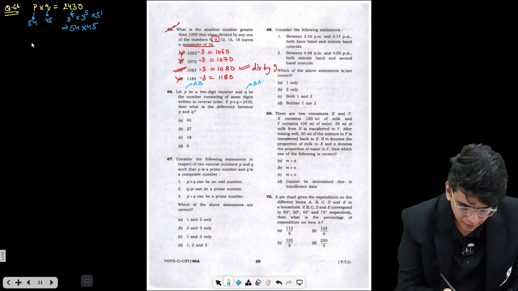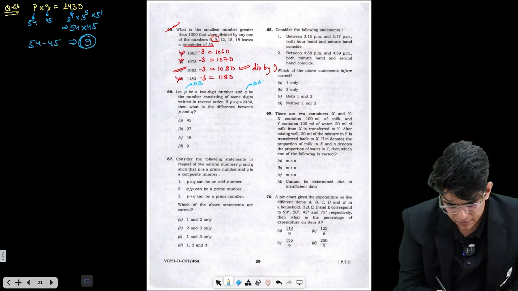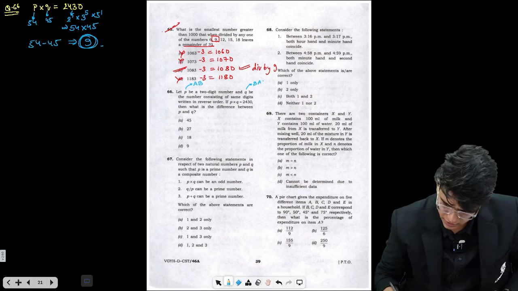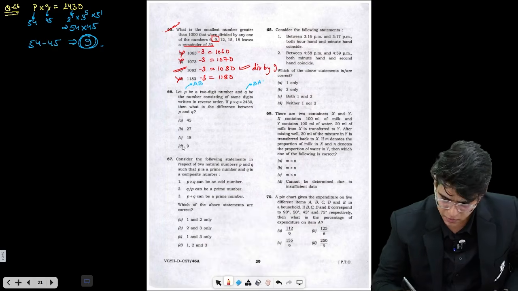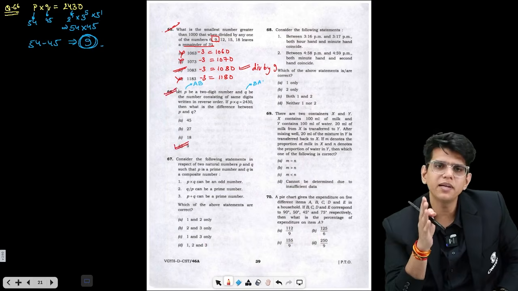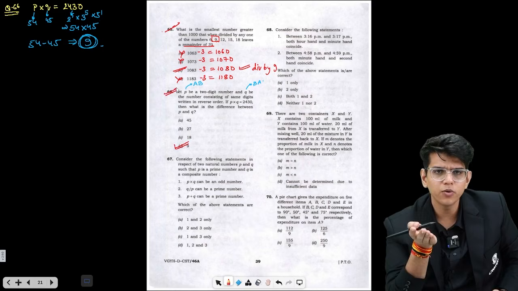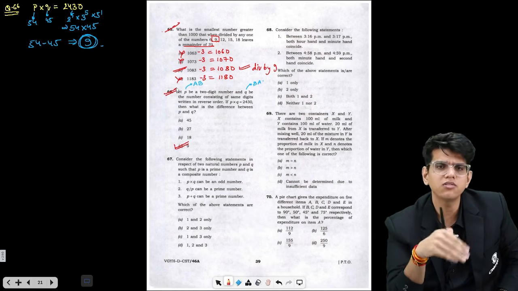The difference here, 54 minus 45, is nothing but 9. So the answer to this question is 9. So this method is a short method to solve such questions. You will learn the longer method in the class, right? Class में आप लोगों ने सीख लिया होगा. I am telling you the shorter method or a trick to solve such questions.